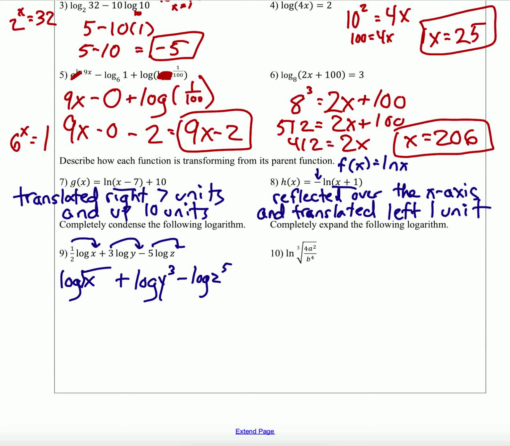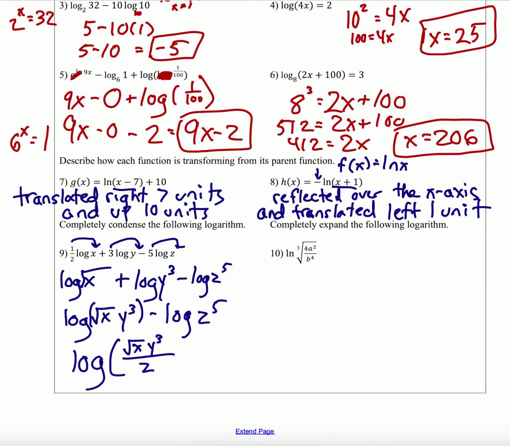Now I'm going to combine. When I'm adding logs to the same base, we can multiply the arguments and transform them into 1 log. And when we're subtracting, we can divide the arguments. So if you want to go step by step, go right ahead. I'm going to do that, but you can do this all in one step if you want to. So the first 2 would be log of radical x times y to the 3rd minus log z to the 5th. And then when you subtract, you're dividing. So this would simplify to log of radical x times y to the 3rd all over z to the 5th.